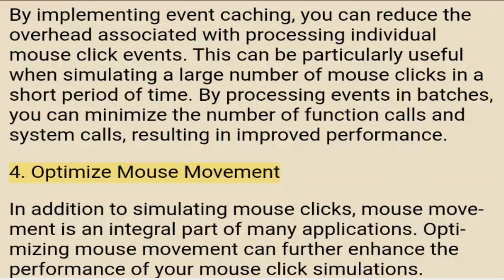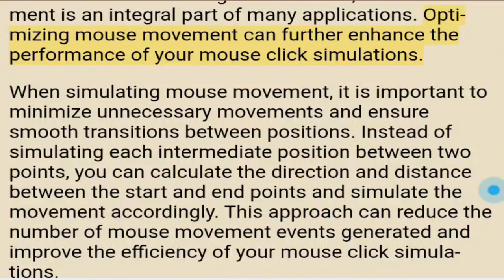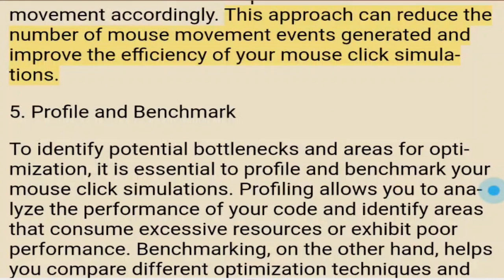4. Optimize mouse movement. In addition to simulating mouse clicks, mouse movement is an integral part of many applications. Optimizing mouse movement can further enhance the performance of your mouse click simulations. When simulating mouse movement, it is important to minimize unnecessary movements and ensure smooth transitions between positions. Instead of simulating each intermediate position between 2 points, you can calculate the direction and distance between the start and end points and simulate the movement accordingly. This approach can reduce the number of mouse movement events generated and improve the efficiency of your mouse click simulations.